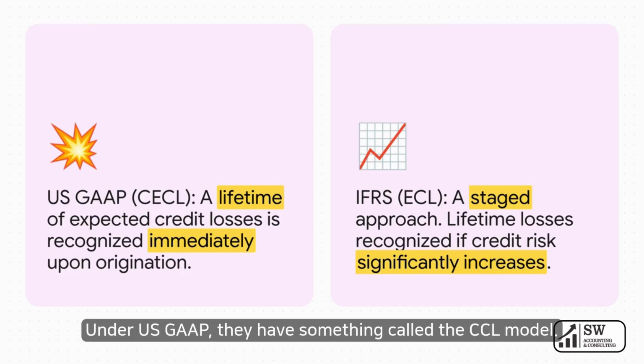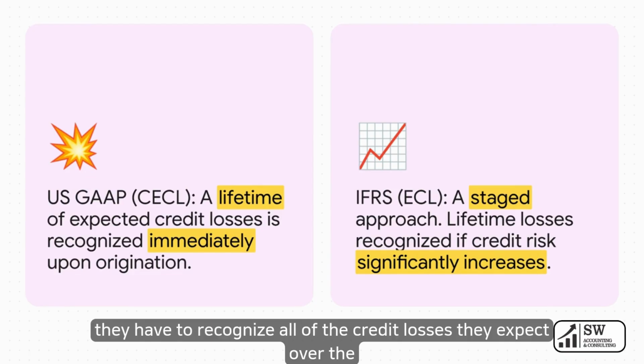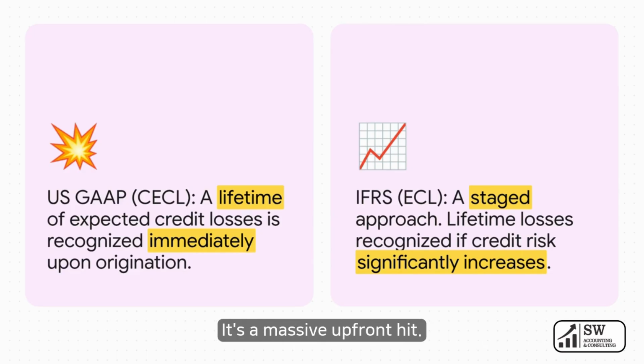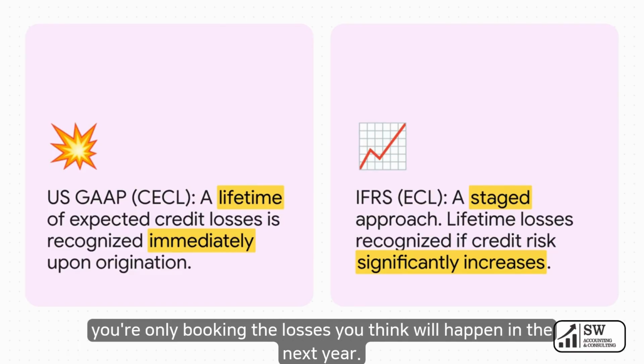Under US GAAP, they have something called the CECL model. And what that means is the second a company makes a loan, bam, they have to recognize all of the credit losses they expect over the loan's entire lifetime. Right away. It's a massive upfront hit. IFRS, however, uses a staged approach. On day one, you're only booking the losses you think will happen in the next year.